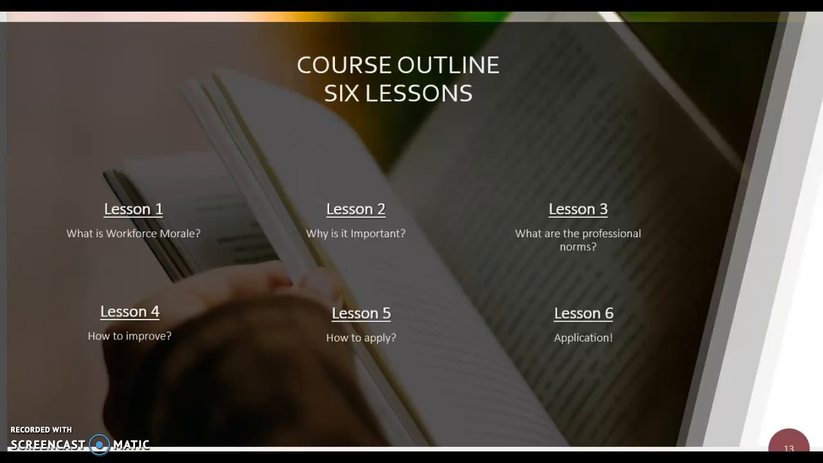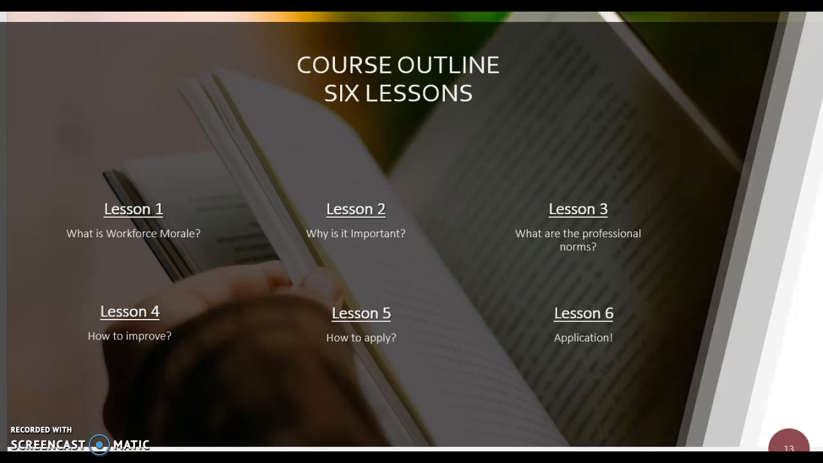Lesson 3, what are the professional norms? You have to know what is normally done in this profession in order for this, 1, to be important, and 2, for us to realize how we can improve that. Lesson 4, move into improvement. How to improve? Well, if you know the professional norms, then you know what is normally done, and you can correct those normal behaviors. So how to improve that? Look at the professional norms and correct those normal behaviors to improve them.